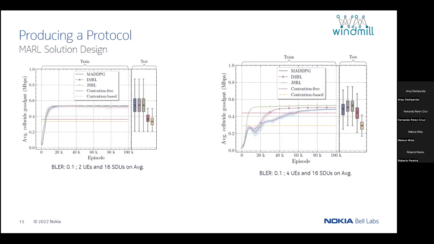Here you have the learning curves. This is the easy case. Mainly here you have the learning curve, and then here is the box plot of the best protocol that's produced by the learning. Okay. Everyone has kind of the same performance here, for the algorithms. But when you start to get a little bit harder, then you start to see the differences.